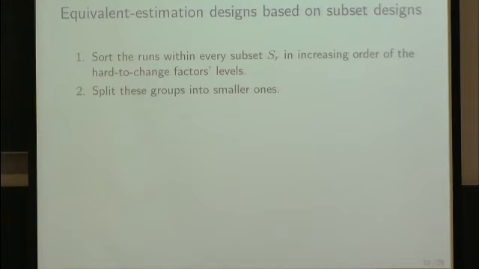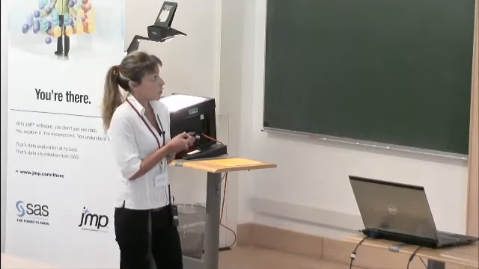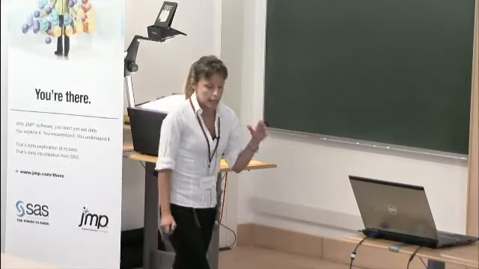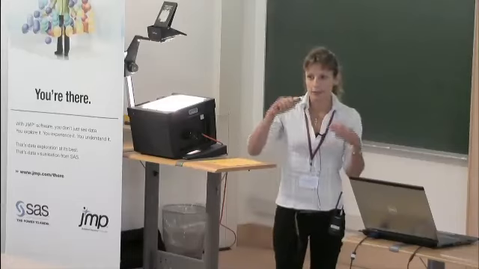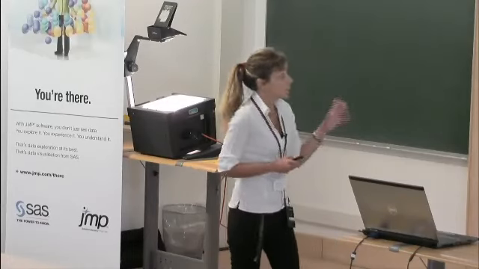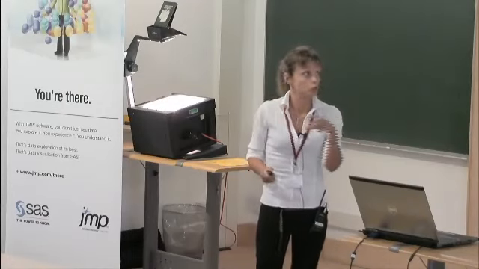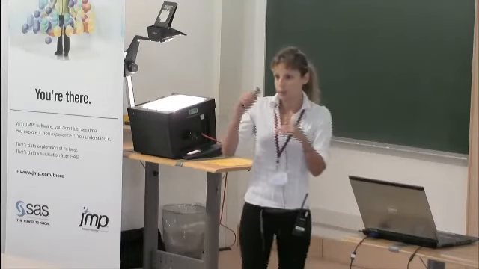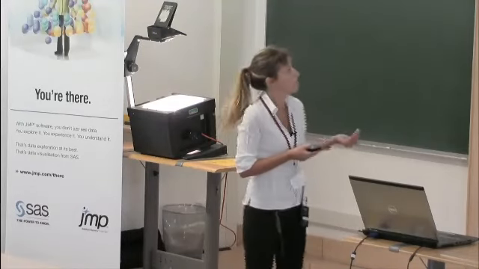So the first step we need to take in order to construct our design is to sort the runs within every subset S_r in increasing order of the whole plot factors. In this way, we obtain whole plots of different size, with orthogonal subplots. So we have to split this group into smaller ones in order to obtain whole plots of equal size.